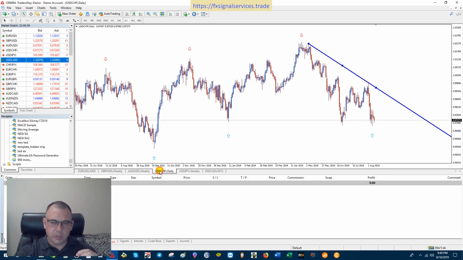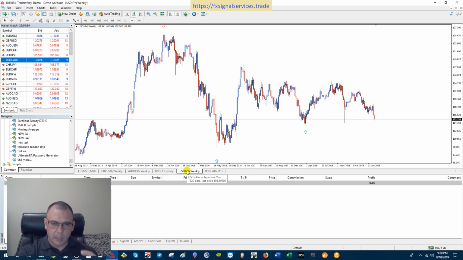The US dollar Swiss franc, I don't know 100%. It is okay to buy, I think, but I would be looking for sell opportunities only because the long term trend is bearish. Unlike the US dollar Japanese yen, where the long term trend is bullish.